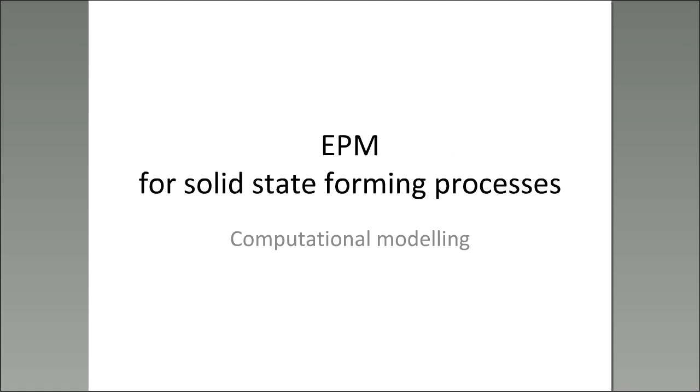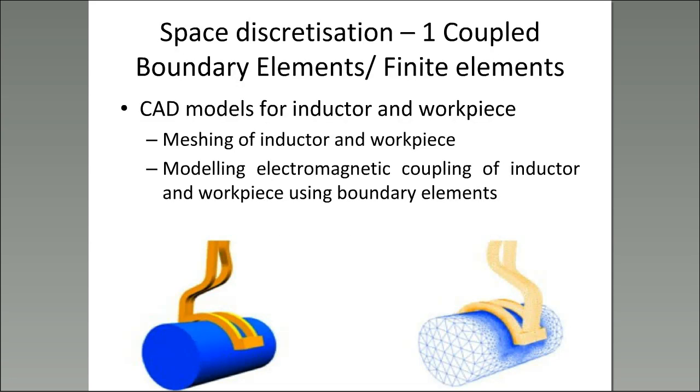So now we have spoken a little bit about the physical models. There are also some solid mechanics and metallurgical models, but I will not go into detail on this today. So regarding computational modeling, one thing you need to know is that, regarding space discretization for electromagnetic modeling, you basically have two kinds of approaches. You have one approach in which you use coupled boundary elements and finite elements, meaning that in the literature these days, most of the computations in the inductors and the workpieces are done through finite elements.